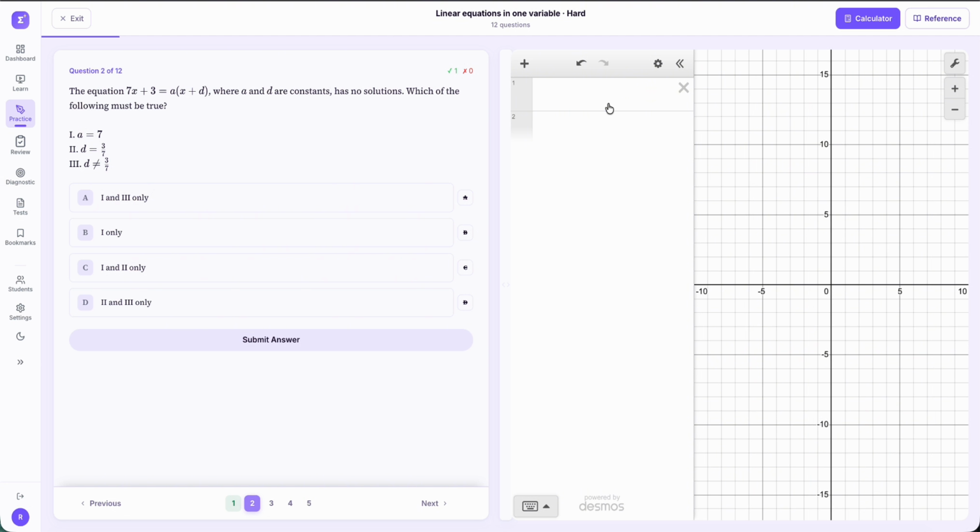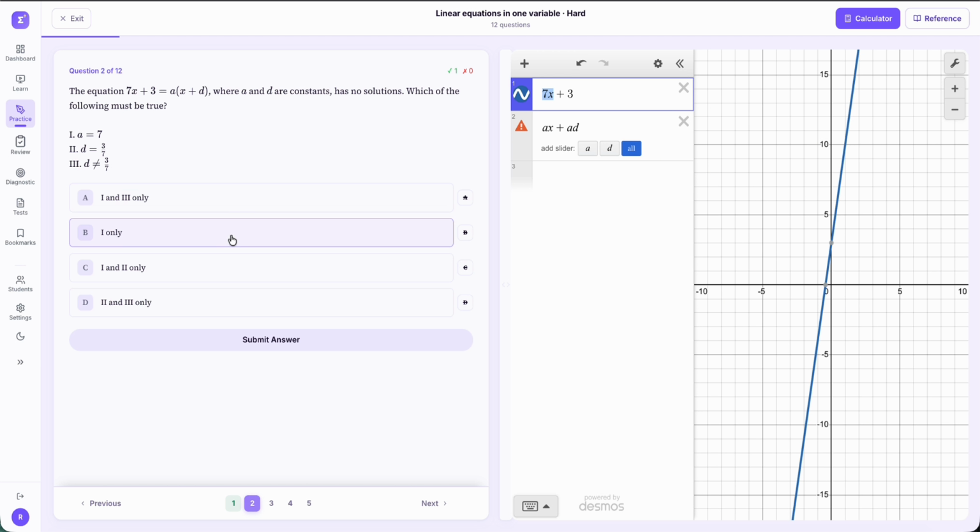So over here, you have 7x plus 3. And if you distribute a over here, it'd be ax plus ad. This is the slope. It has to match this slope, right? We said same slope. So you know a has to be 7. So 1 is true, right? So that's true.